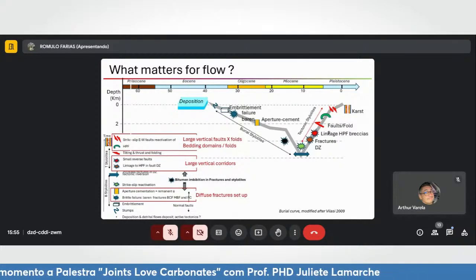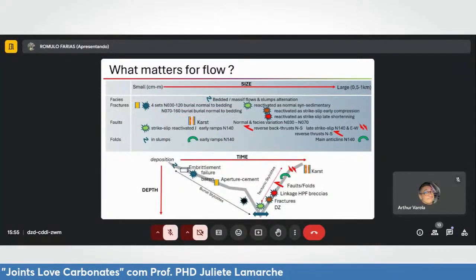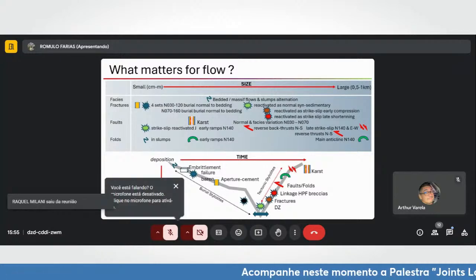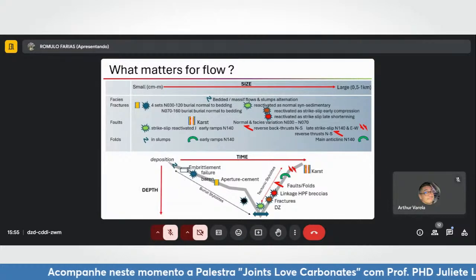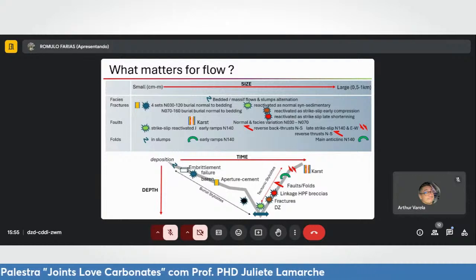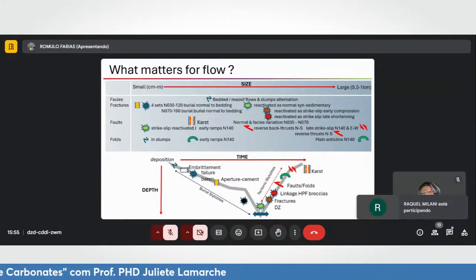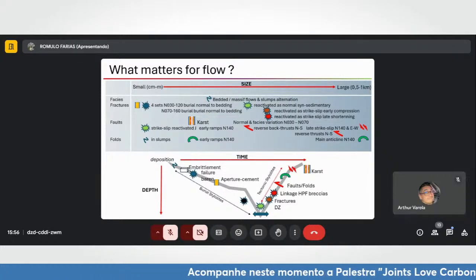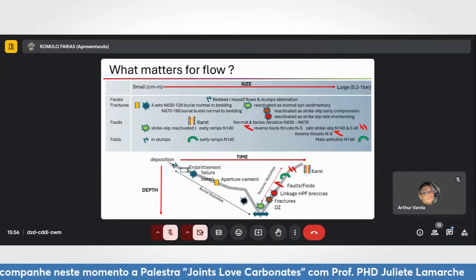So I put all that on a kind of table where here's the size. This is the small-scale features and the large-scale features. These are fracture facies. These are facies of the rocks. So we have slumps. These are small fractures, small, medium, and bigger ones. These are faults, small, reverse folds, and so on. And this is the folding. So we have slumps, we have early ramps, and we have the main anticline.